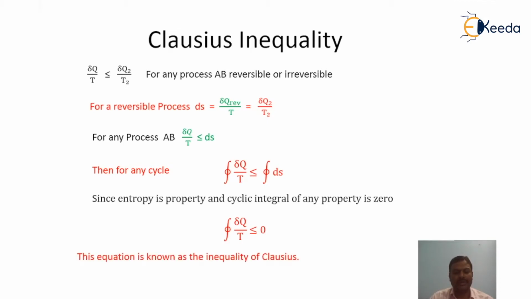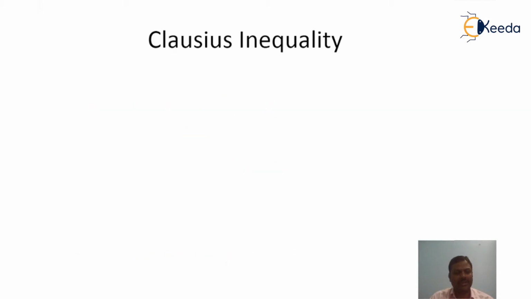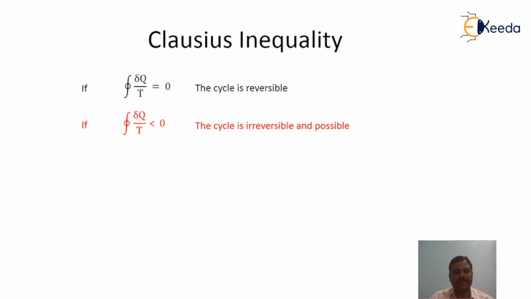This equation is known as the inequality of Clausius, and this provides the criterion for reversibility of a cycle. Now let us see the criterion. If the cyclic integral of delta Q divided by T is equal to 0, the cycle is reversible. If the cyclic integral of delta Q divided by T is less than 0, then the cycle is irreversible and which is possible.